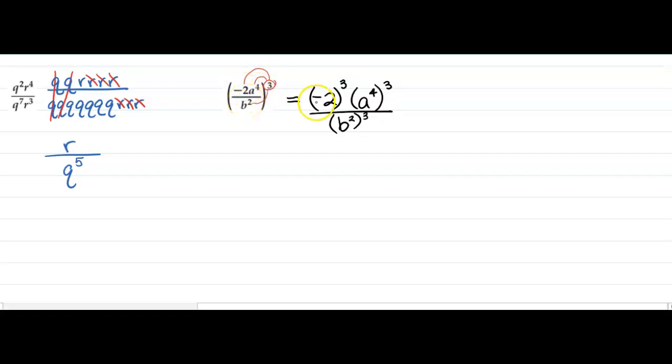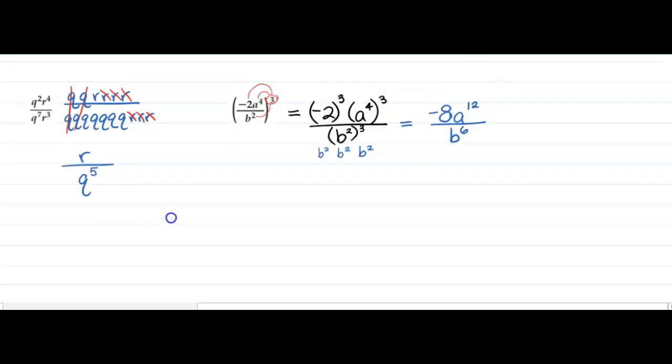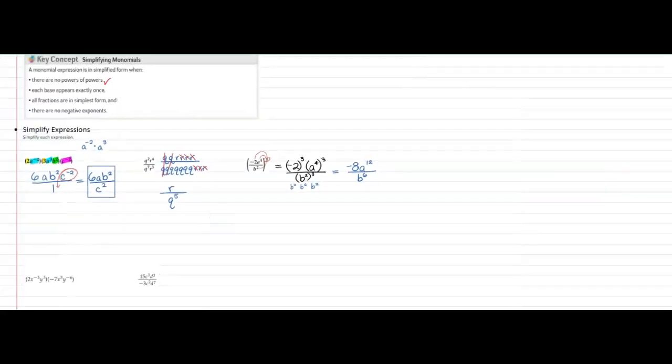And now I simplify. Negative 2 to the 3rd is simply negative 8. A to the 4th to the 3rd, power to a power. Power of powers means multiply. A to the 12th. And finally, b squared cubed. It helps you to write it out. Write it out for a minute while you're learning and getting used to these new rules. Notice I don't have anything in violation of that checklist, so this ends up being my final answer.